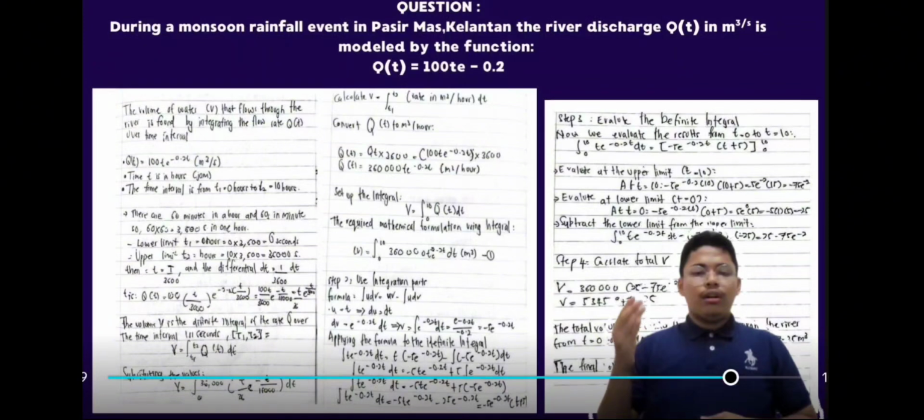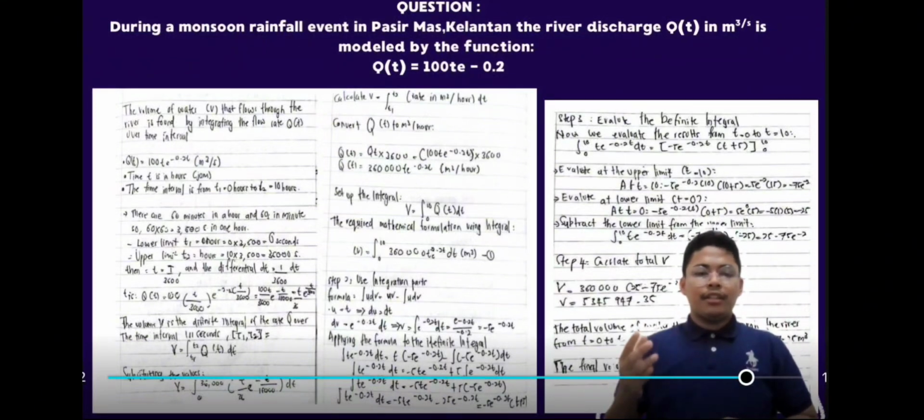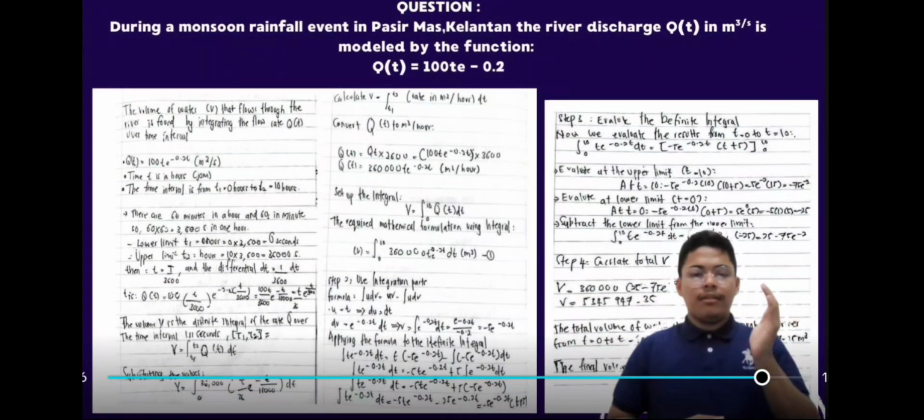From this geoscience perspective, this large volume of accumulated water in a short period indicates a high risk of river overflow and flooding, especially in flat areas like Pasir Mas, with limited drainage capacity. In conclusion, this study highlights how integration is an important mathematical tool for estimating total water volume and assessing flood risk. The students also emphasized the importance of verifying mathematical solutions when applying calculus to real-world geoscience problems.